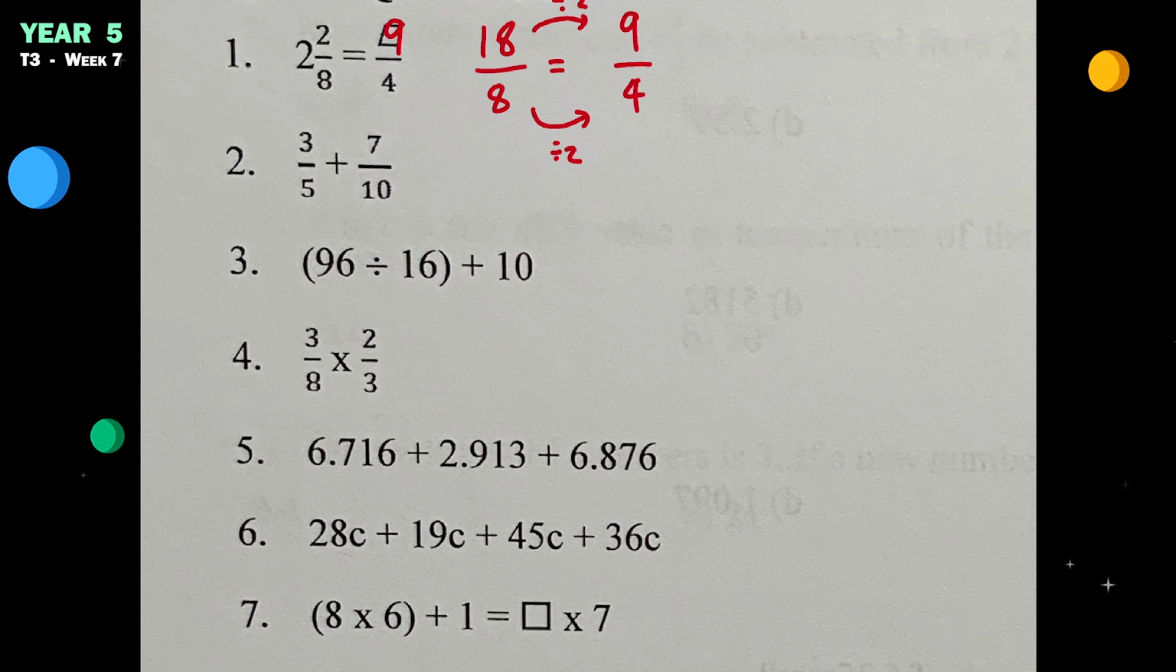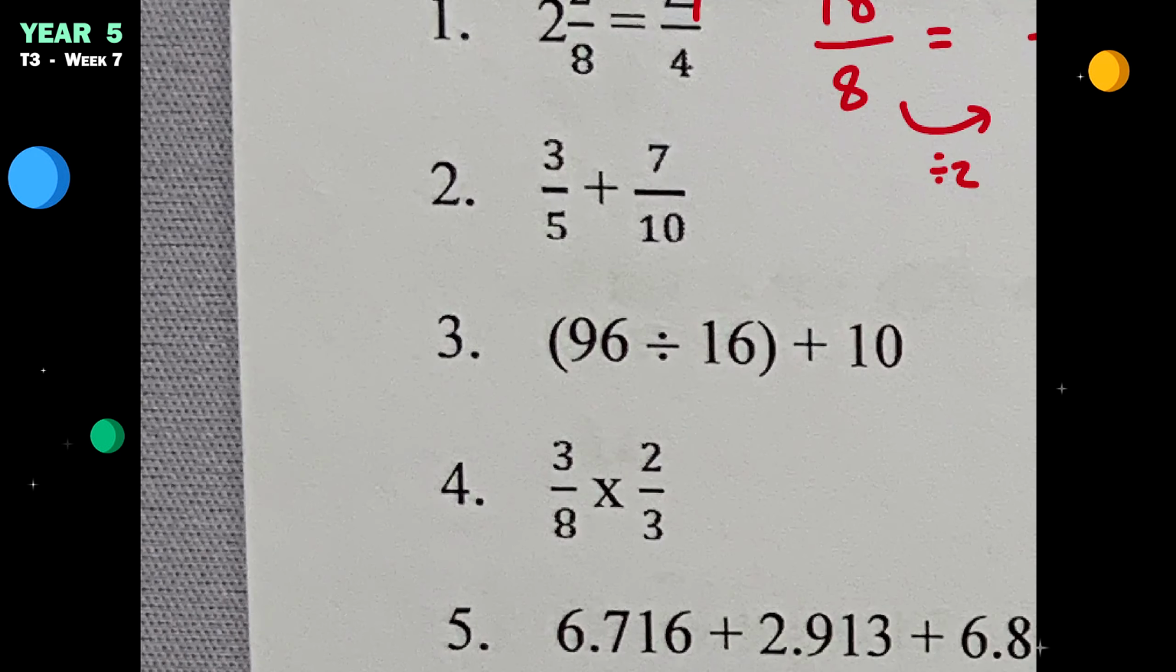Now we're going to add these fractions together. To add the fractions together, you have to make the bottom number the same. This is a 5 and that's a 10. I can turn a 5 into a 10 by multiplying by 2, and I do the same to the top. So now I have 6 over 10 plus 7 over 10. And just get the answer there.